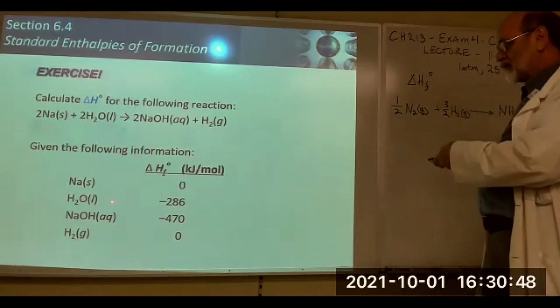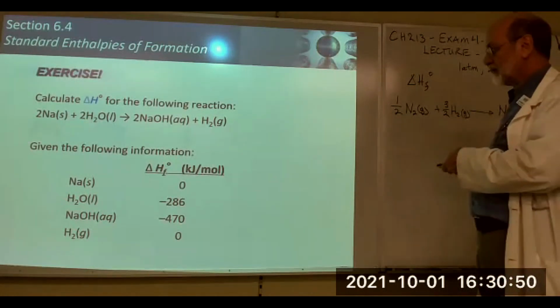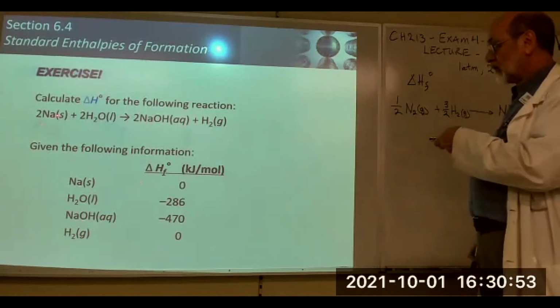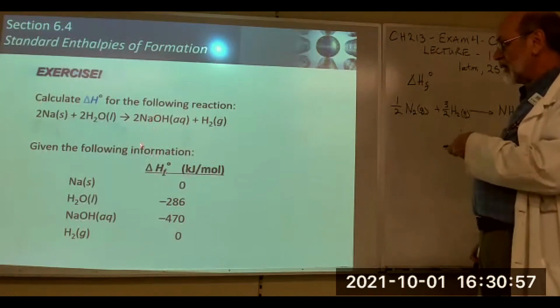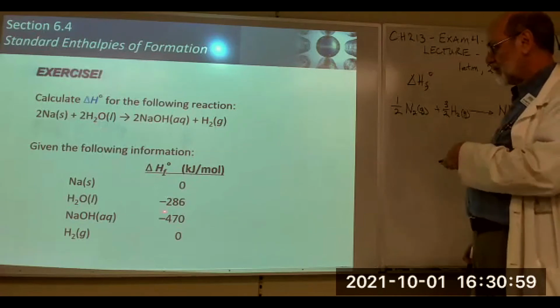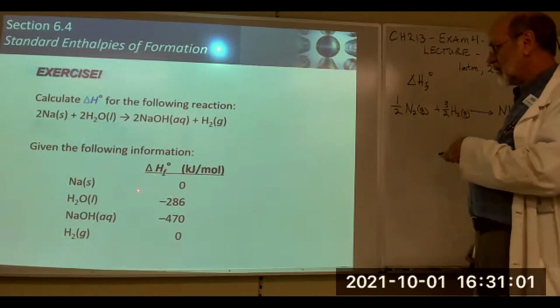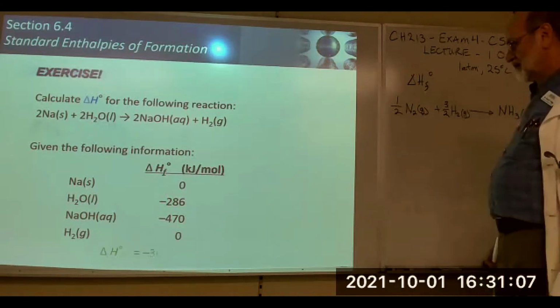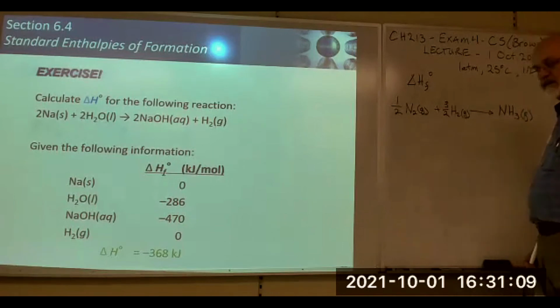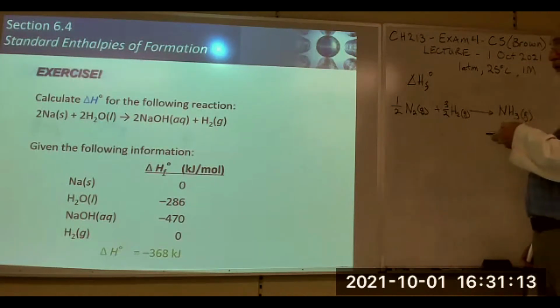For any compounds, there will be a value, correct? So we can ignore this one and we can ignore that one. We just need this one times 2 minus that one times 2. So 2 times this one minus 2 times that one, which would make it plus. And you get minus 368 kilojoules for that reaction. But we always have to consider that coefficient.